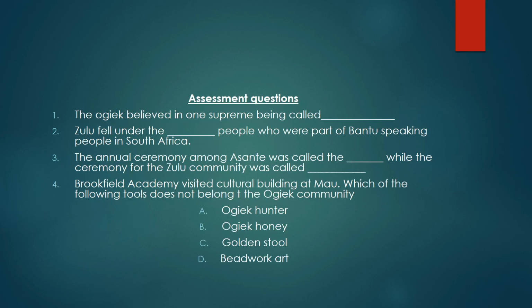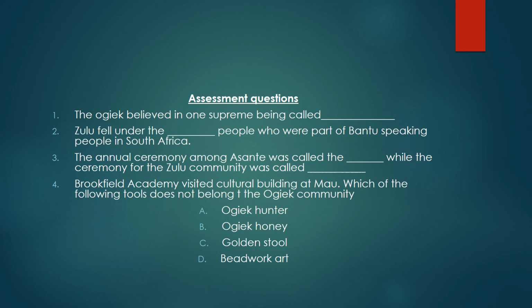The last part of this strand are the assessment questions. Here we have 4 questions, and they are as follows. Number 1, the Ogiek believed in one supreme being called dash. You'll fill that space. Number 2, Zulu fell under the dash people who were part of Bantu speaking people in South Africa.